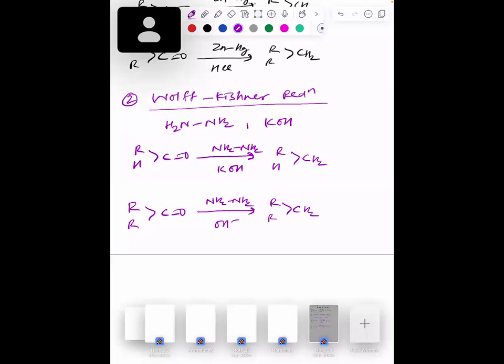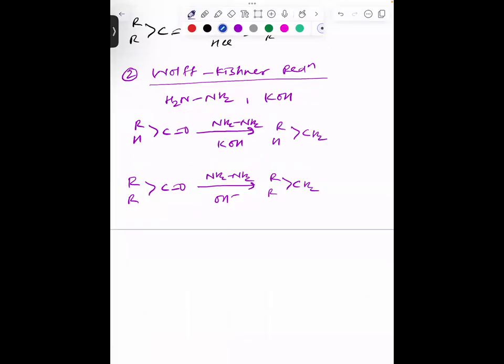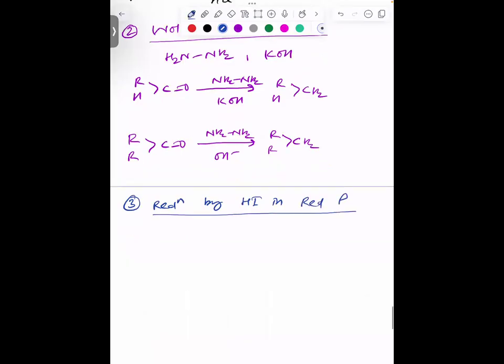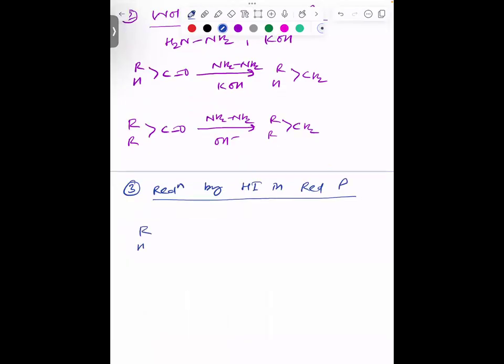Complete Wolff-Kishner reduction. Next is reduction by HI in red phosphorus. So same. Write down. Complete.